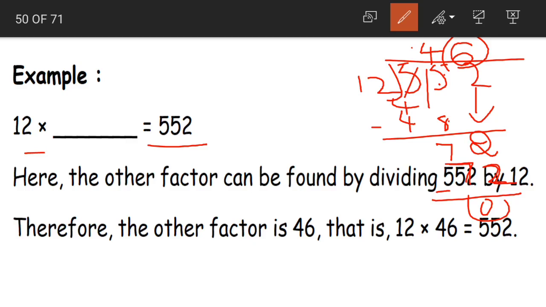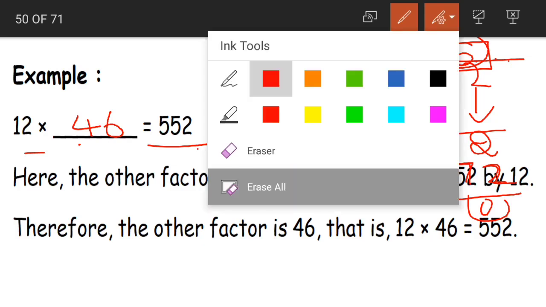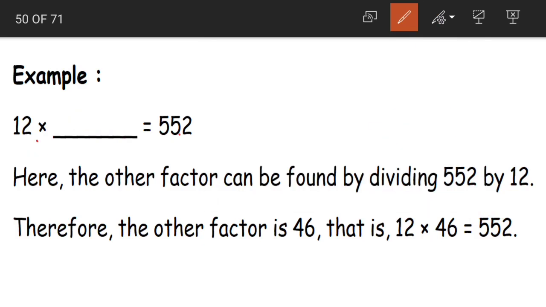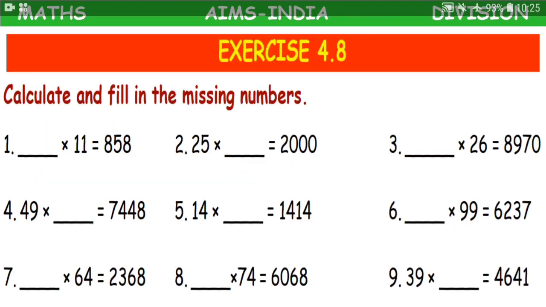What answer did we get? 46. Now what is this 46? 12 into 46 is equal to 552. Clear children? If we have one of the factors missing, then by dividing the product by the factor given, we can find out the other factor. 552 divided by 12 is equal to 46.